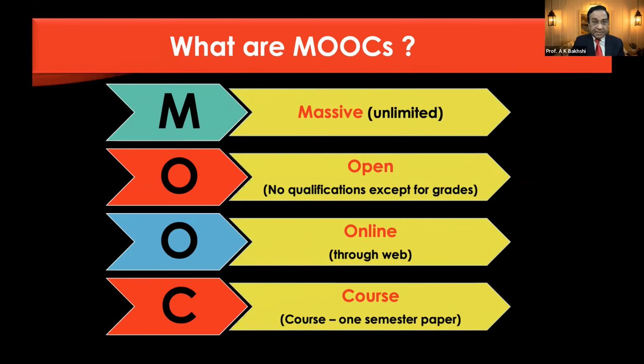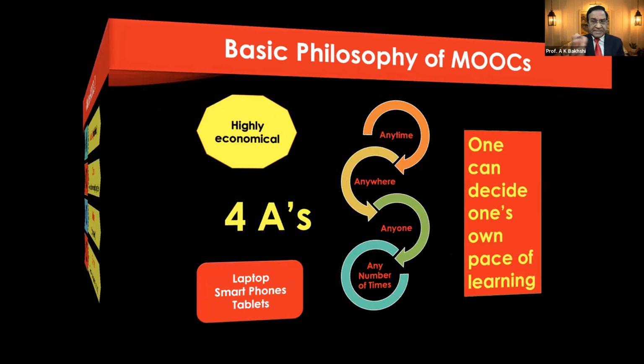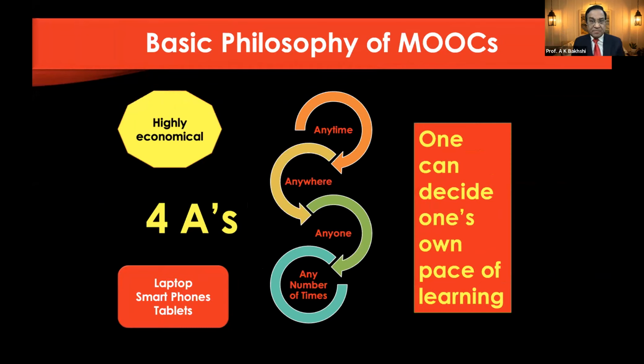Why have MOOCs become so popular? The basic philosophy of MOOCs is four A's: anytime, anywhere, anyone, any number of times. Whenever you want, you can learn from the MOOCs. They are highly economical. One can decide one's own pace of learning. They have totally changed the face of education. But please remember, MOOCs are very difficult to develop and create. I had a center where we created almost 50 MOOCs, the maximum in the country by any institution. So we have seen how challenging it is to develop MOOCs. But MOOCs are going to change the face of education.